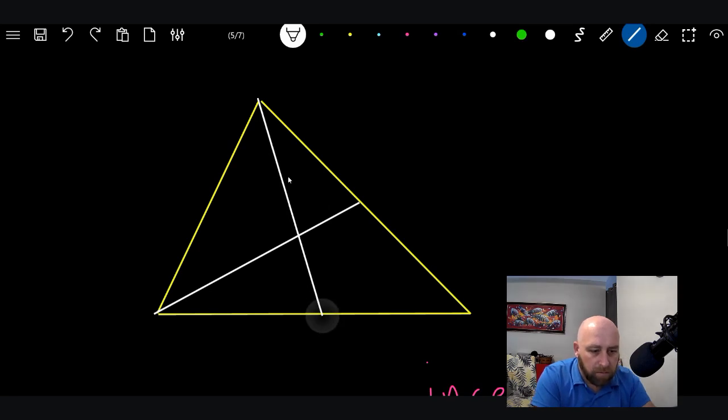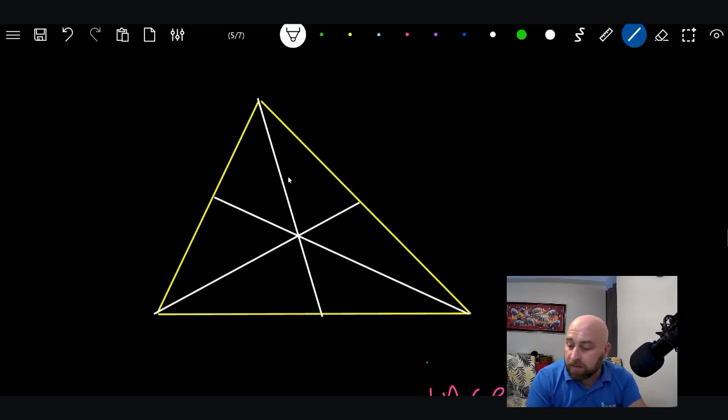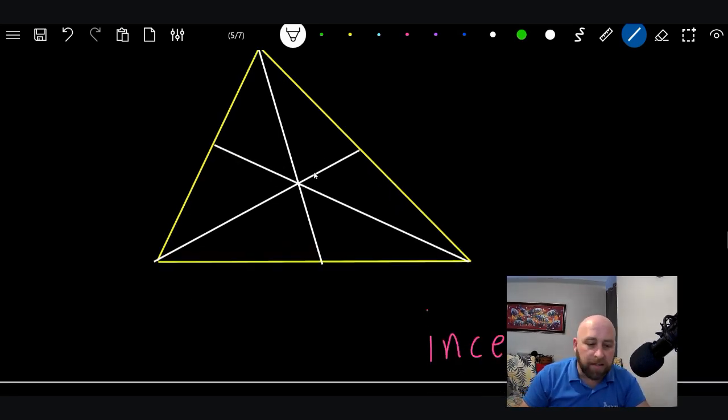Okay, so we'll go ahead and bisect this one. And then we will bisect this last angle right here. And the place that they join is called the incenter, right there on the bottom. Okay? And that one, to me, sounds the most like the center of the circle because it's the incenter.